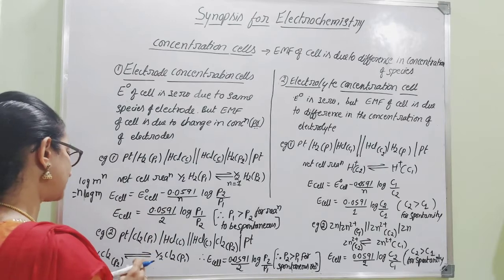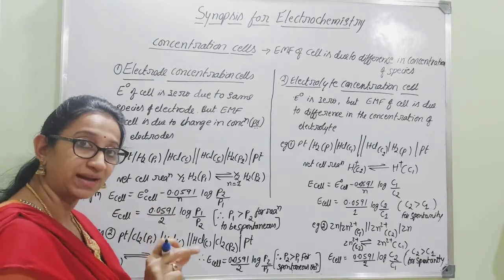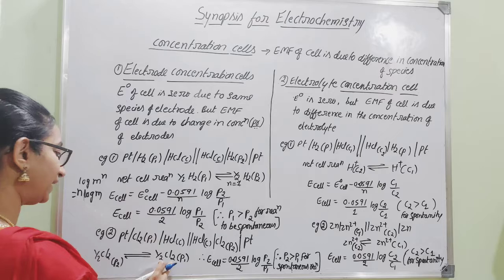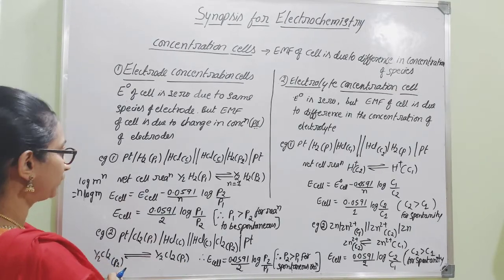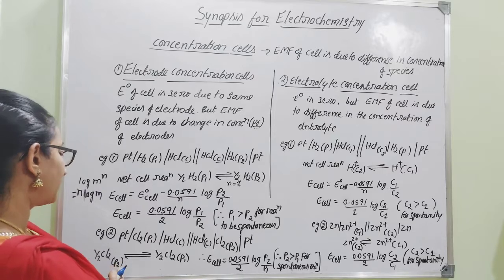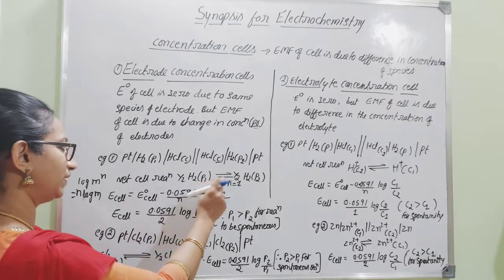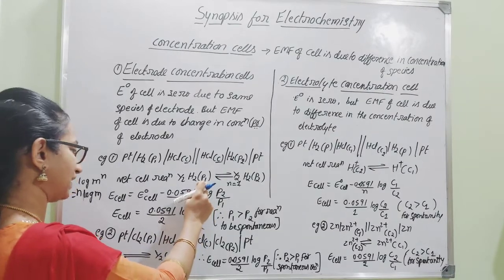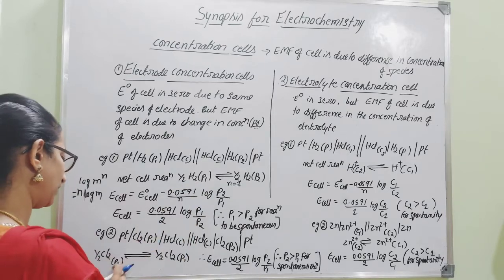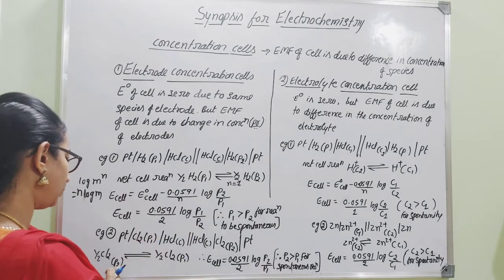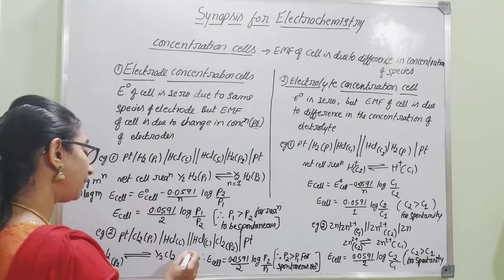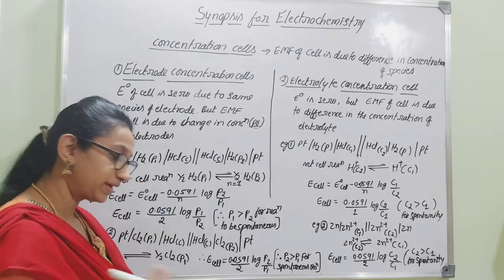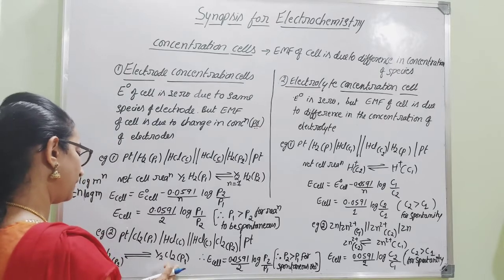So here we can consider combining anodic and cathodic reactions to get the net cell reaction. There you will get half of Cl2 with pressure P2. Here you don't consider P1, you will always get it on the left-hand side. In case of this chlorine electrode, you will get P2 on the left-hand side and P1 on the right-hand side. It is obtained by combining anodic and cathodic reactions.